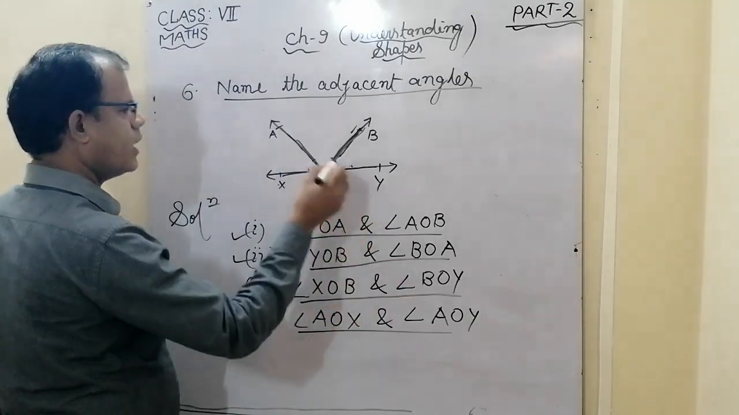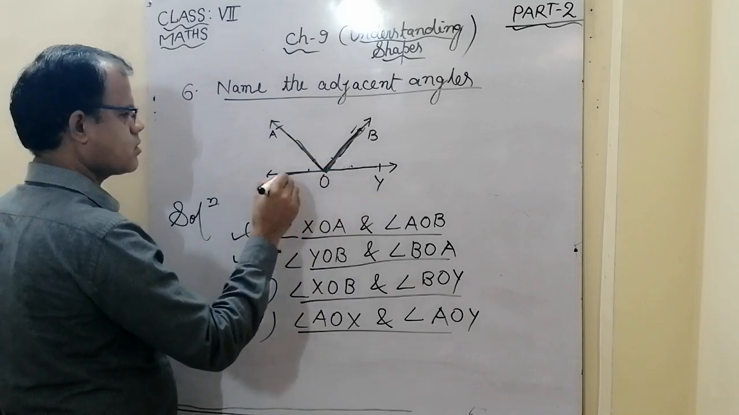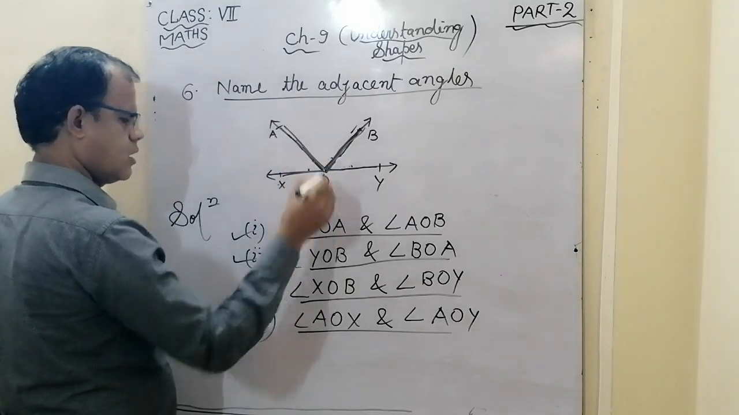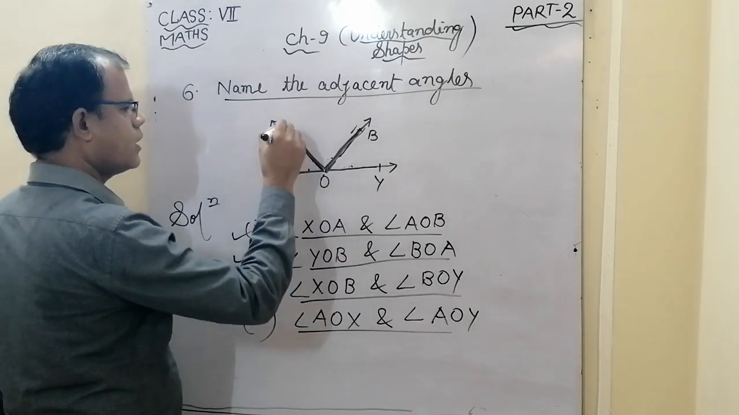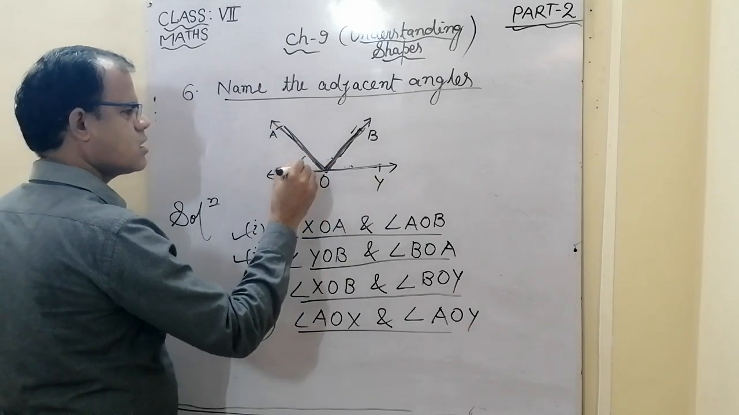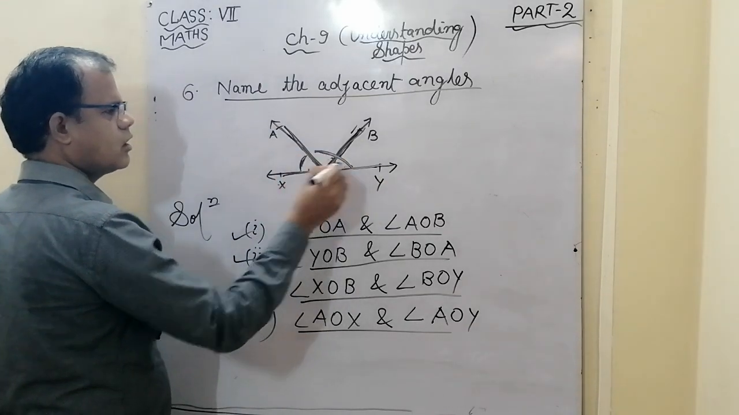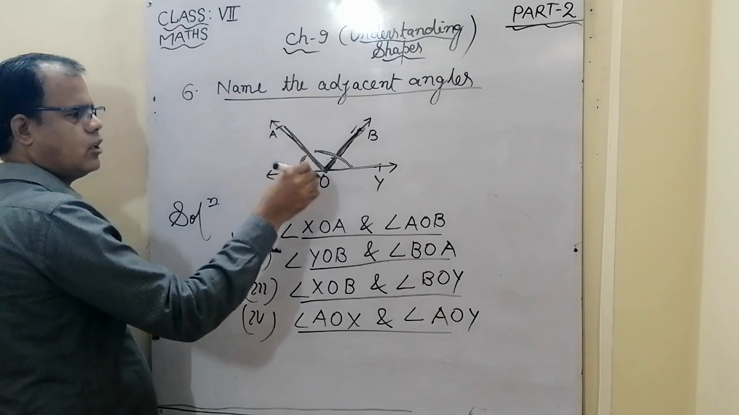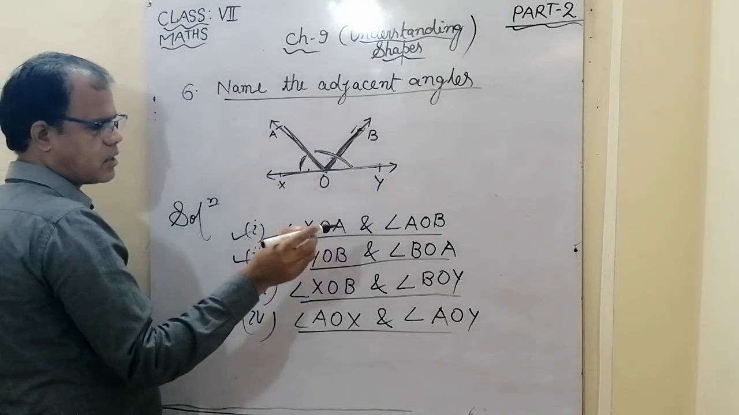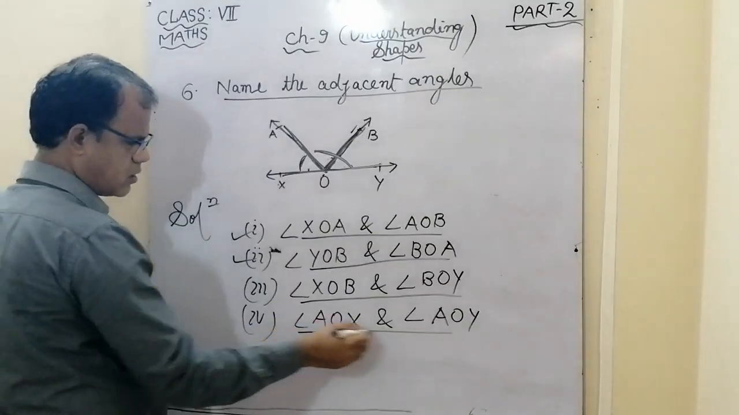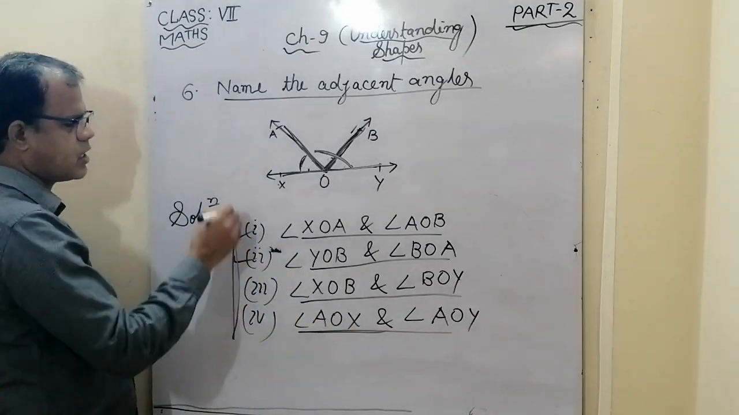Angle AOX, and next AOY. Here you can see this is the common ray OA, so both the angles are known as adjacent angles. So there are 4 pairs of adjacent angles.